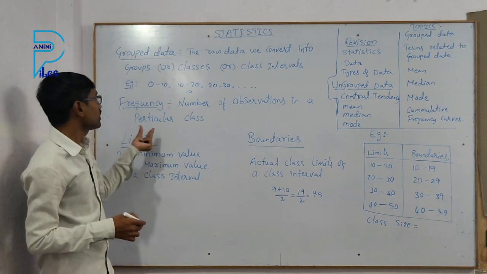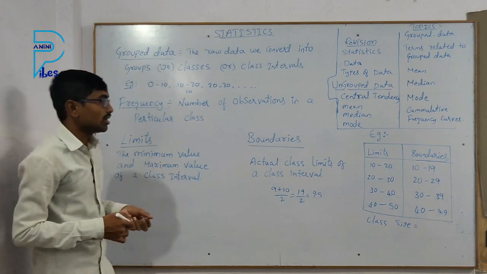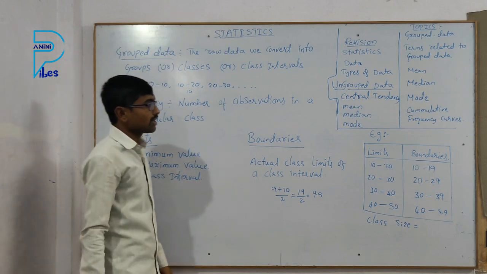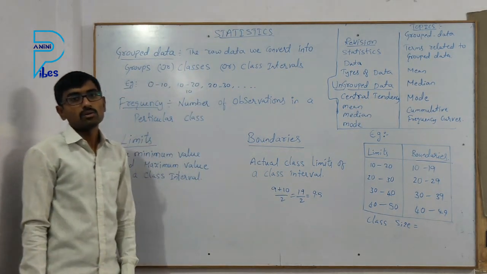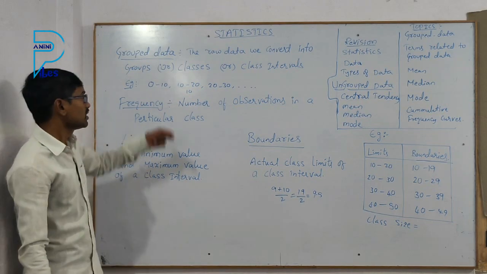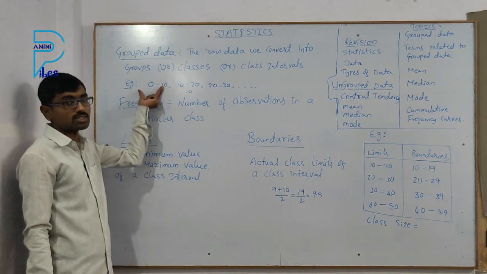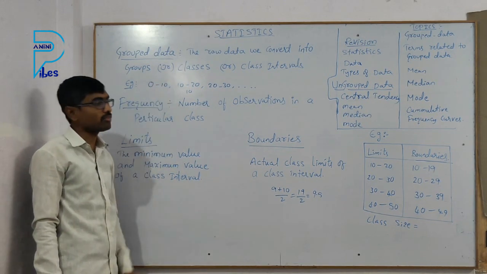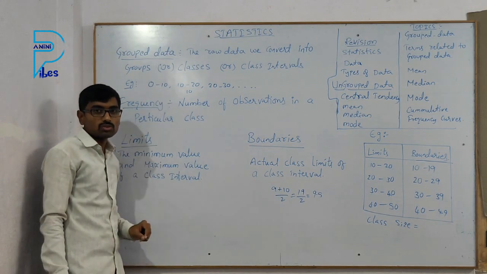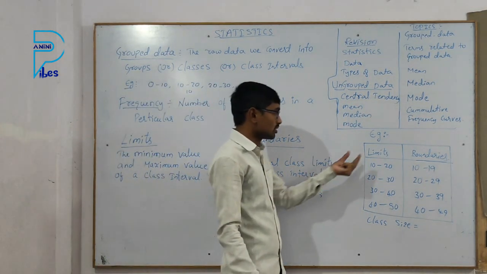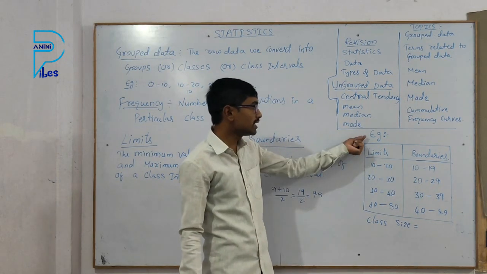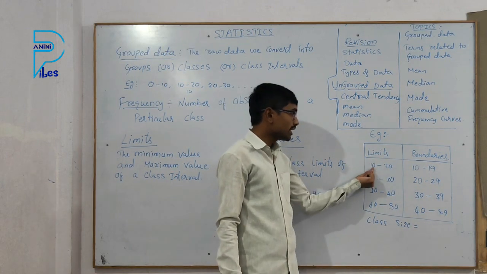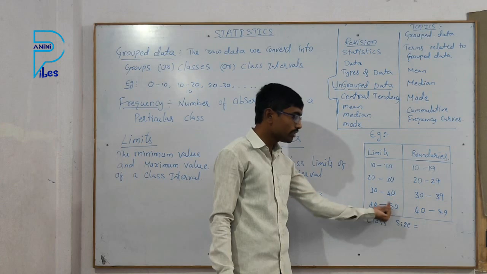Now coming to the next term related to grouped data, which is limits and boundaries. What are limits and boundaries? We are taking class intervals, but in these we have two values, one is the minimum value and another is the maximum value. Such minimum and maximum values we can take in two types. Here I have written one example of limits and boundaries: 10 to 20, 20 to 30, 30 to 40, 40 to 50.